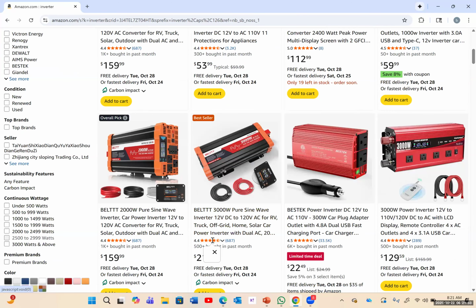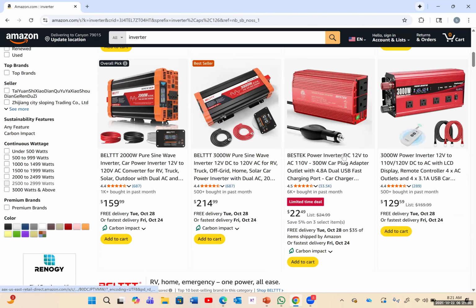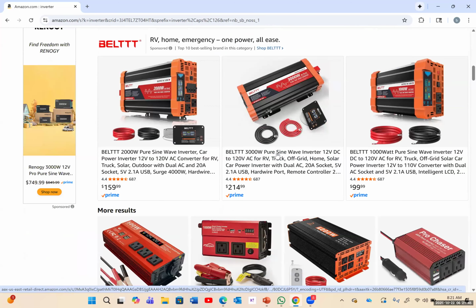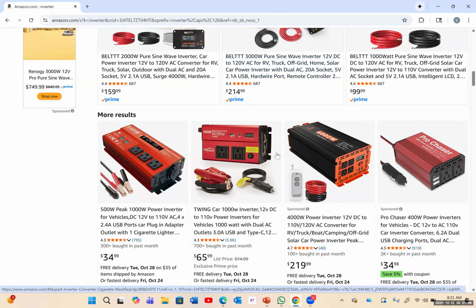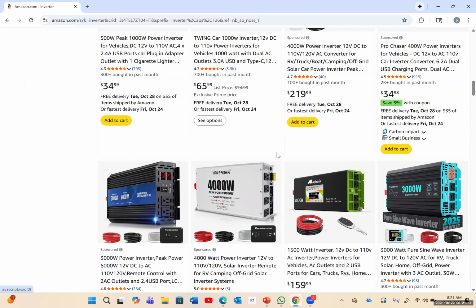This one, $214. And you can see that this is a normal inverter. It doesn't mention if it's a pure sine wave, and it's not, and it's around 22 volt. So pure sine waves are extremely expensive compared to a normal. So when you're going to buy them, make sure they are pure sine wave.